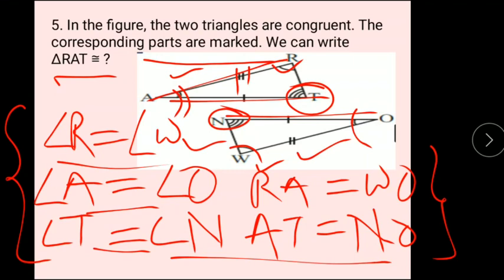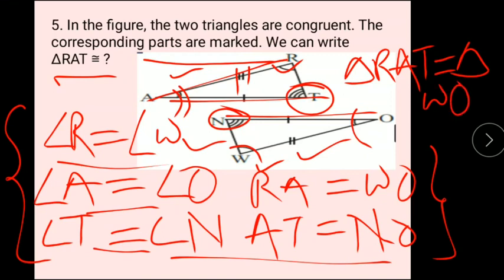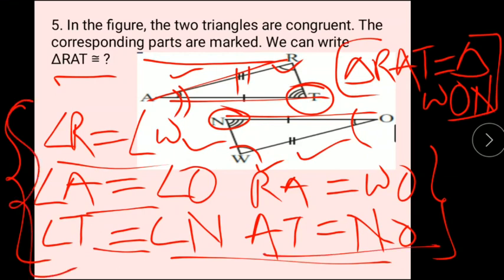Okay, so we can write that triangle RAT is congruent to triangle WON. I'm writing down here WON. Okay, I hope you have understood this. Why are these two triangles congruent? Because not only angles, even the sides are congruent here. Even the sides are equal here. So we can say triangle RAT is congruent to triangle WON.